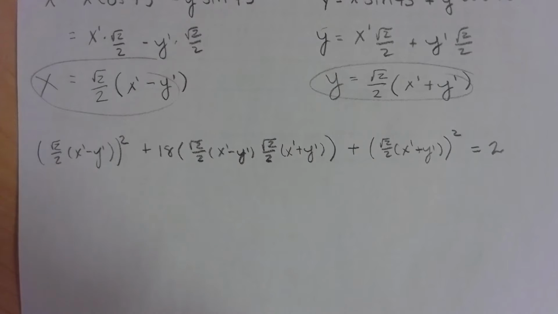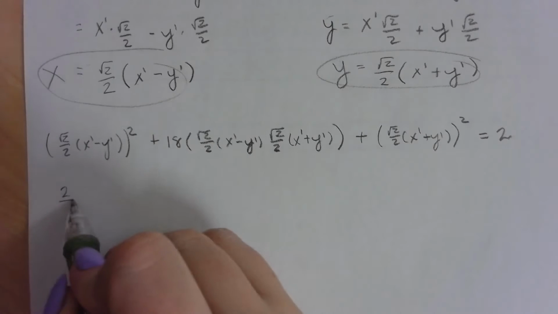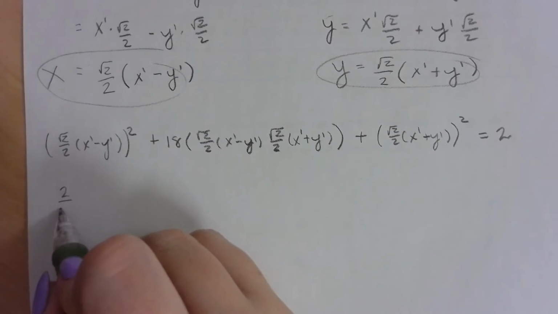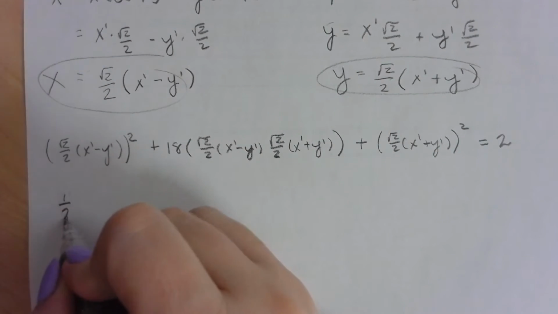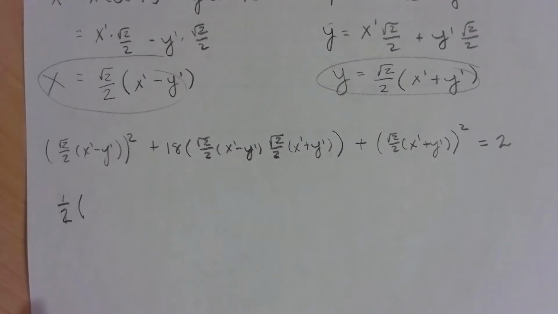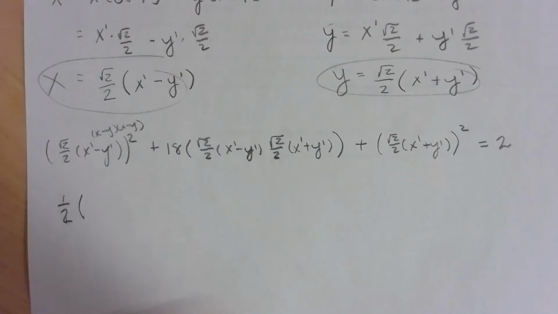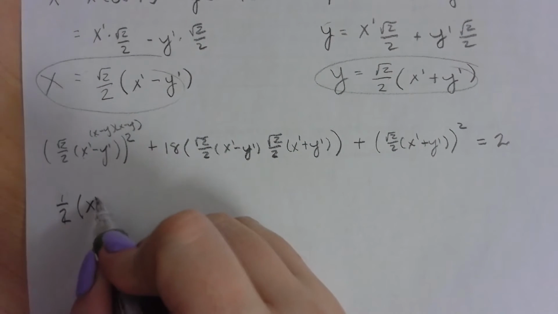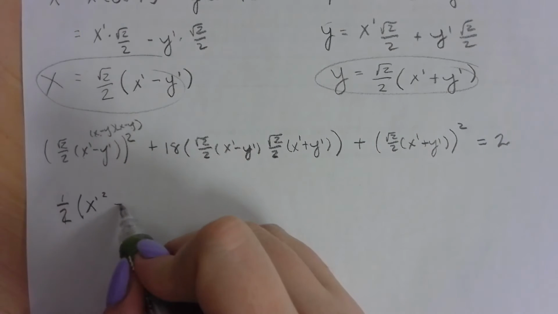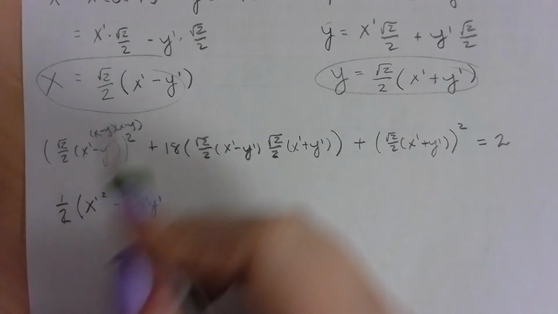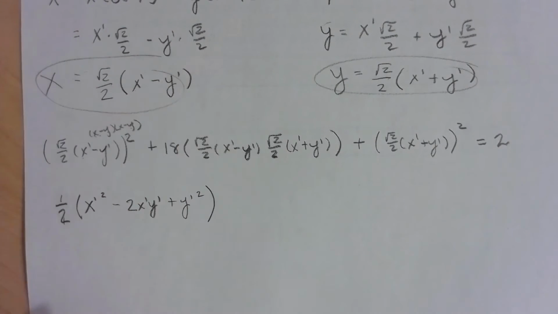So here's our big long equation. We have to be good at our algebra skills here. So when I square the square root of 2, that gives us 2. And then when I square 2, that gives us 4. So we have 2 over 4, which is really just a half. And then we're also squaring x prime minus y prime, which is x minus y times x minus y. Right, so that gives us x times x would be x squared, so x prime squared. Then x times negative y would be negative xy, so that'd be negative 2xy. And then we have negative y times negative y, which is positive y squared. So there's our first one.